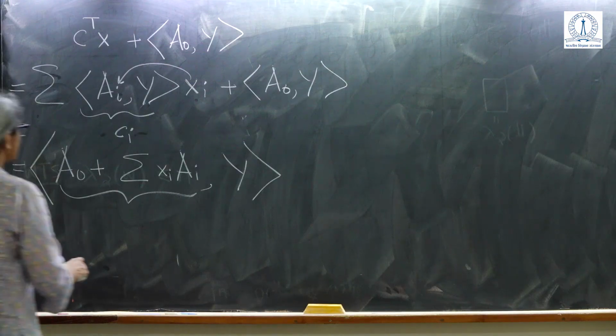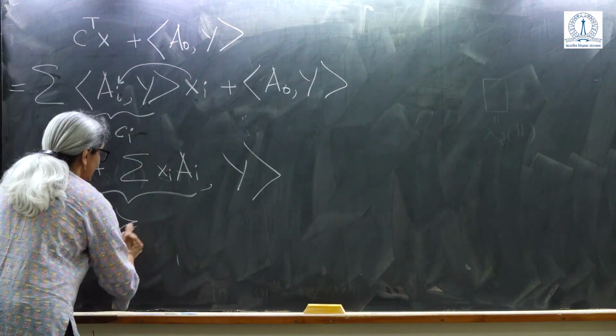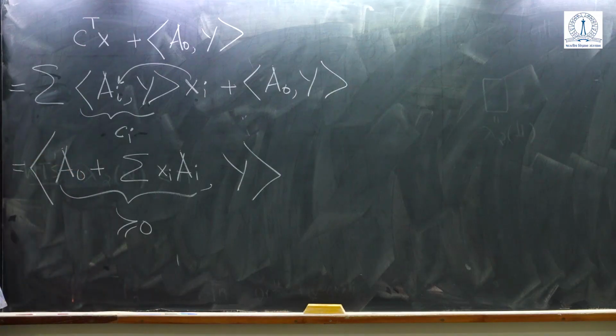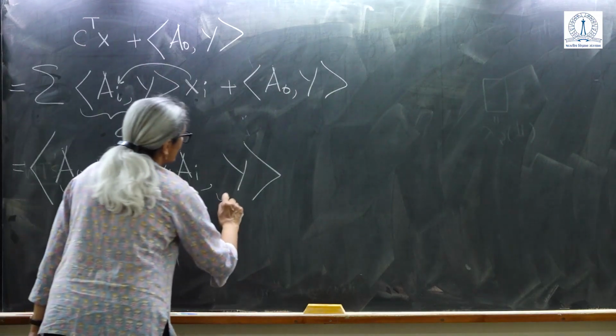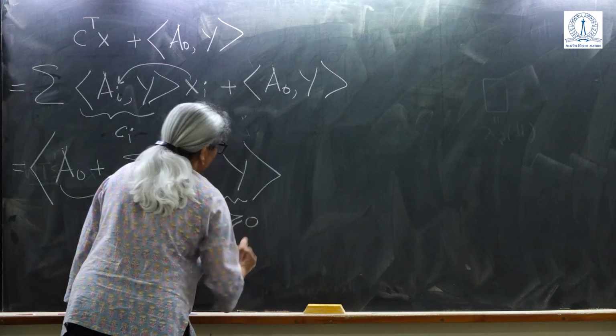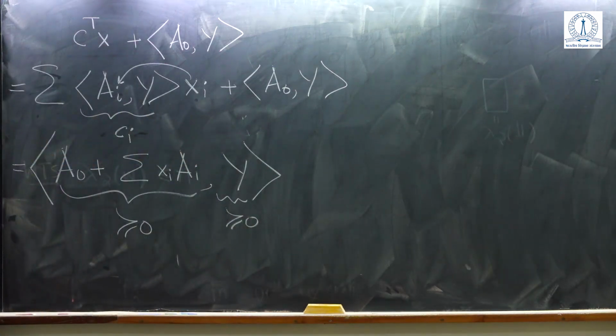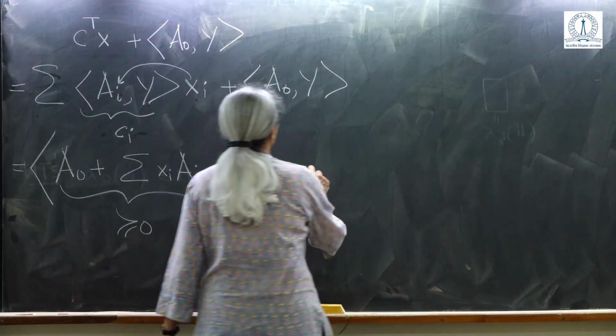Both are PSD. Since X is primal feasible, this is PSD. And Y is also PSD because Y is dual feasible. So both of these are PSD matrices, and I'm taking the inner product of two PSD matrices. This is always non-negative. This requires a proof, so let's leave that as an exercise.